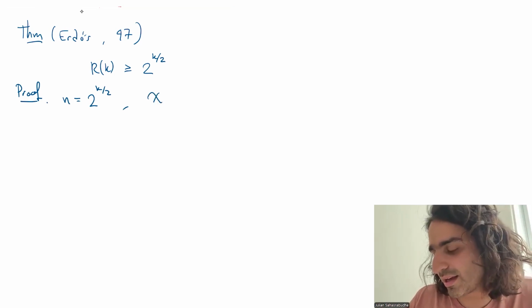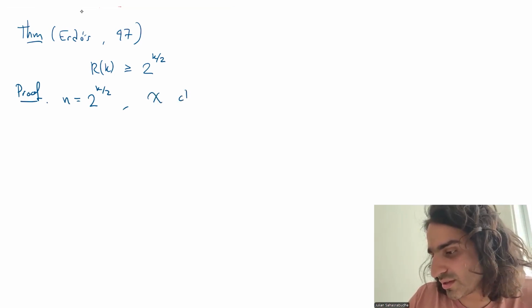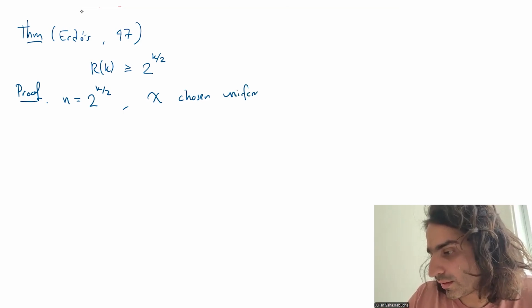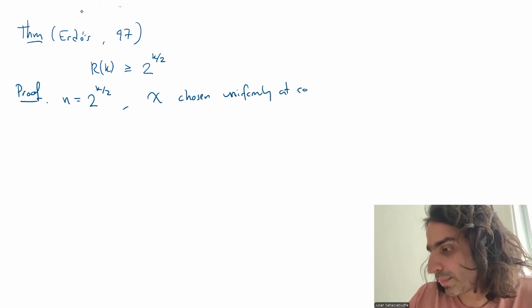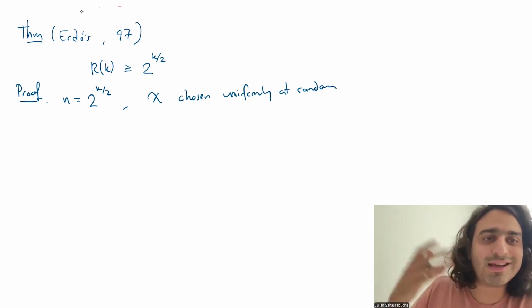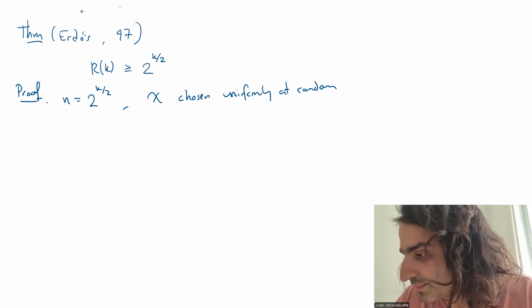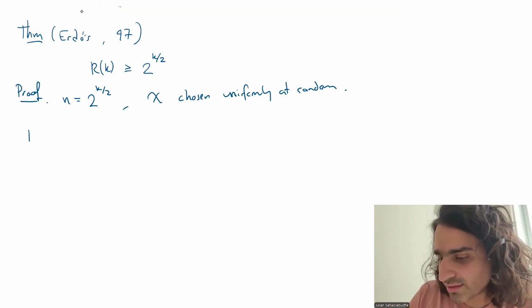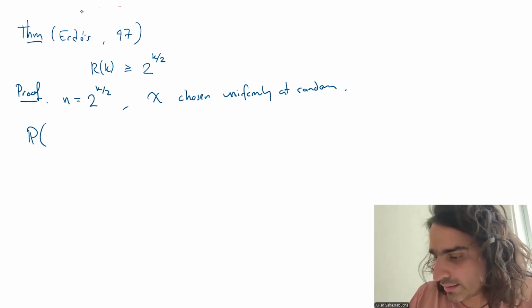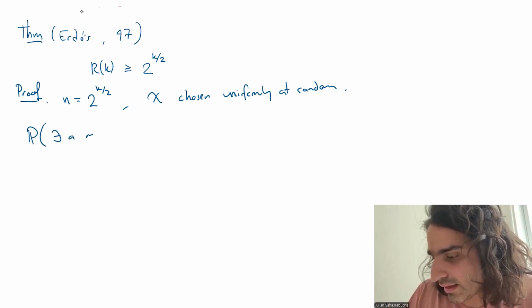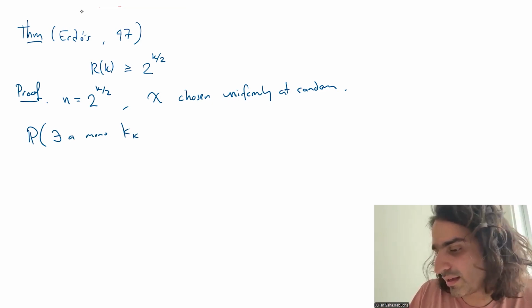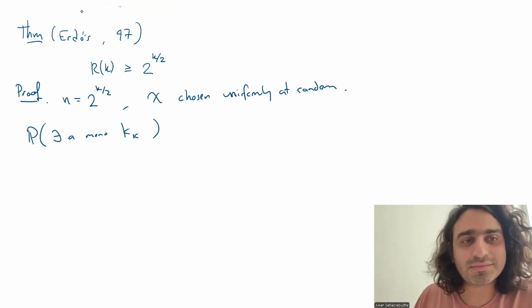And my coloring chi will just be chosen uniformly at random among all such colorings, i.e. just flip an independent coin for each edge, and you color it red or blue accordingly. And all I would like to do is show that the probability that there exists a monochromatic K_k is less than 1, right?